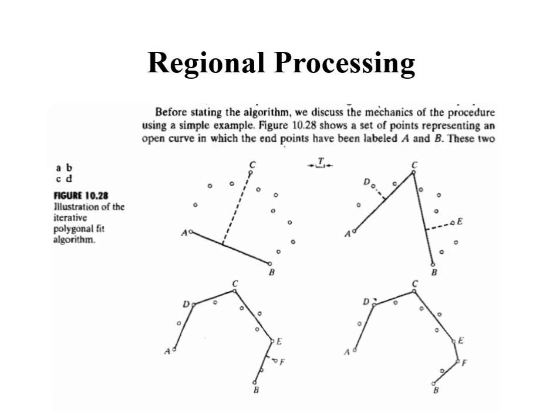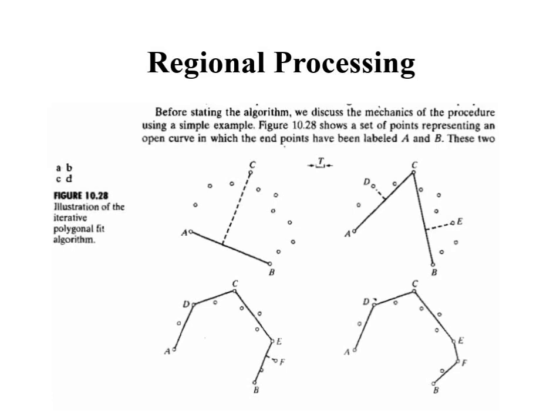Before starting the algorithm, we discuss the mechanism of the procedure using a simple example. Let us consider the figure showing a set of points representing an open curve in which the end points have been labeled A and B. These 2 points are by definition vertices of the polygon. We begin by computing the parameters of a straight line passing through A and B. Then we compute the perpendicular distance from all the points in the curve to this line and select the point that yields the maximum distance. If this distance exceeds the specified threshold T, the corresponding point, labeled C, is declared a vertex.